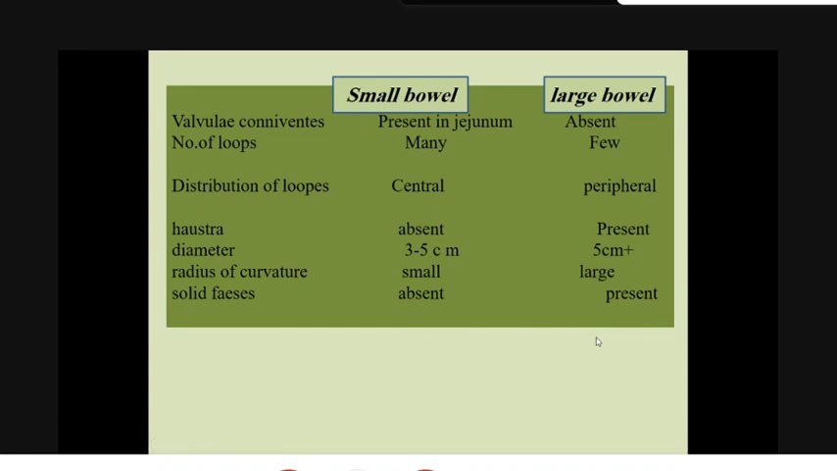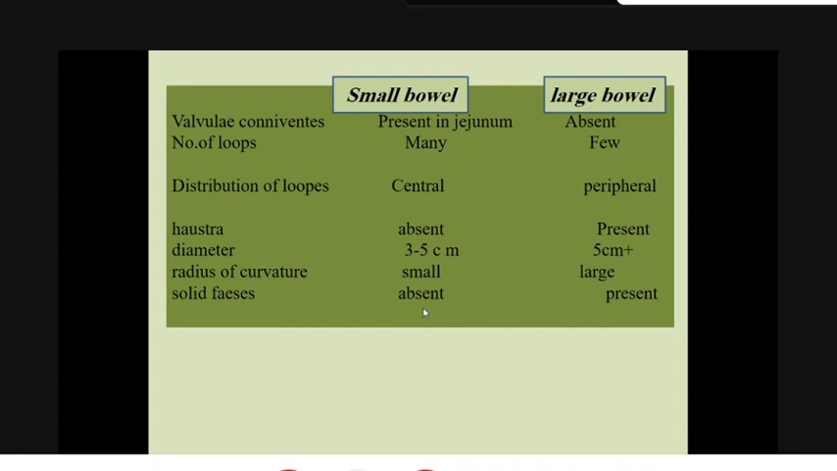بس أحب أذكركم إنه string of beads sign, which is a sign of a small intestinal obstruction, present in the small bowel, absent in the large bowel, and it is only seen on erect film. يعني إذا سويت supine film ما أقدر أشوف ال string of beads sign. The other alternative for diagnosis of the small intestinal obstruction or intestinal obstruction in general is the CT scan.